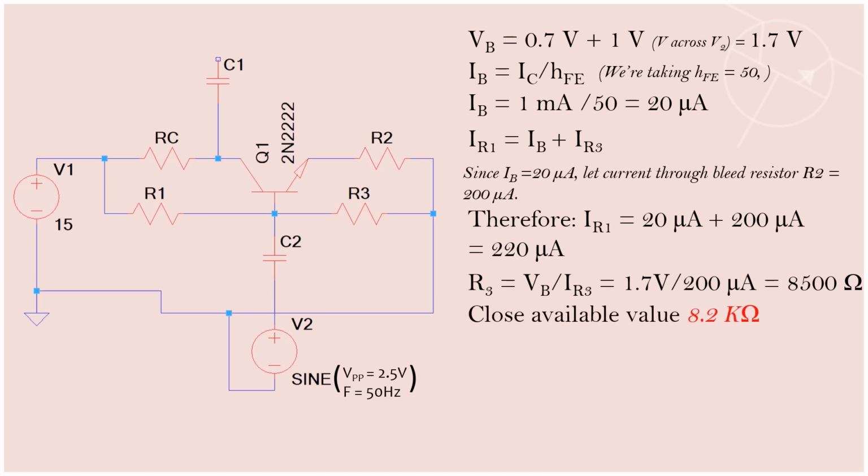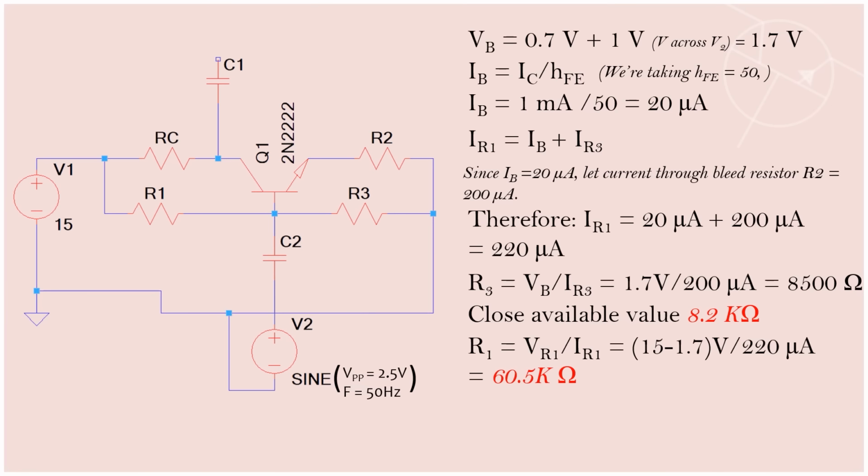But what is readily available is 8.2 kilo ohms. So that we would work with. And if we calculate backwards, we'll see with 8.2 kilo ohms, we would have a current of 207 microamps flowing through R3 instead of 200 microamps, which is still good for stability purposes.